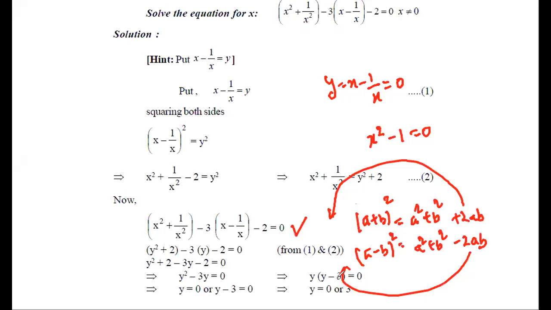Tell me yes or no, which means if I have to write a square plus b square, it can be written as a plus b whole square minus 2ab, or a minus b whole square plus 2ab, right? This should be pretty obvious. Yes or no? Agree?